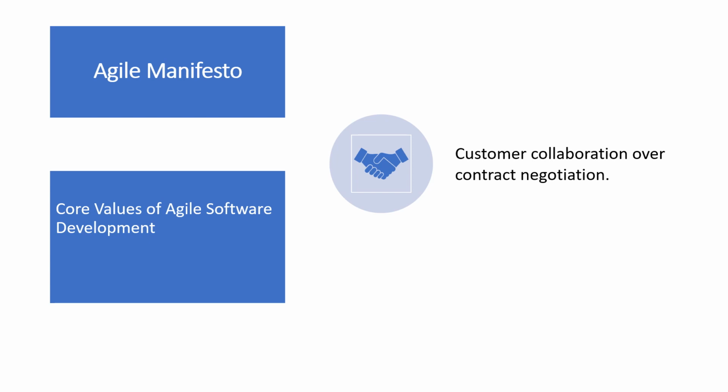Third value, customer collaboration over contract negotiation. With the traditional development models, customers negotiate the requirements for the product, often in great detail, prior to any work starting. This meant the customer was involved in the process of development before development began and after it was completed, but not during the process.